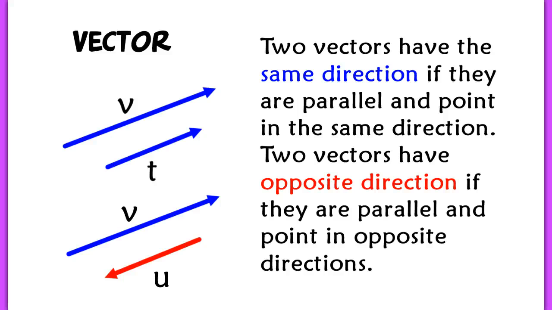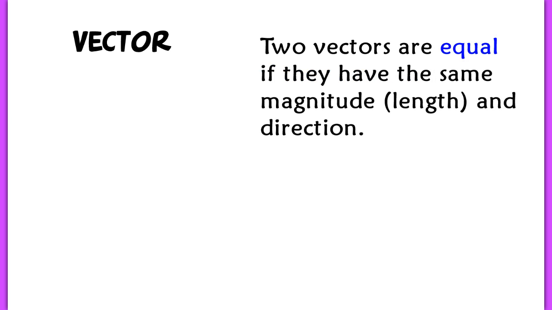They have both. We've talked already about what the magnitude of a vector is, and now we're going to talk a little bit more about the direction. Two vectors have the same direction if they are parallel and point in the same direction. Here, V and T are parallel to one another, so they have the same direction. Two vectors have opposite direction if they are parallel and point in opposite directions. Seems pretty easy, right? We say that two vectors are equal if they have both the same magnitude or length and the same direction.